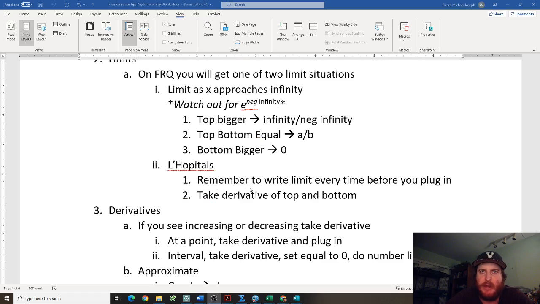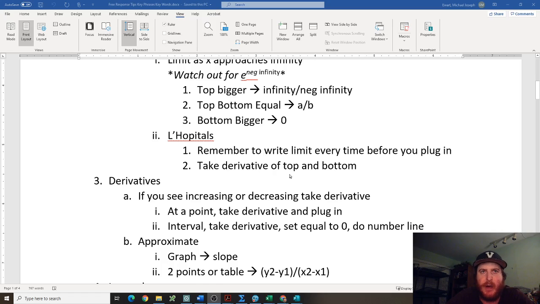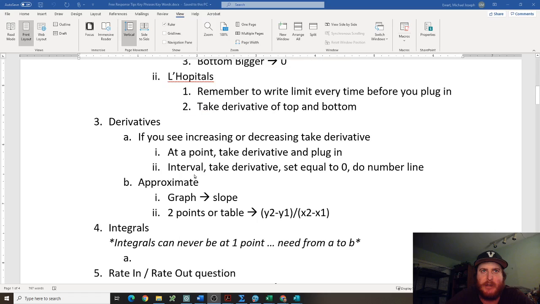But remember to write the limit each time, and we're going to take the derivative of the top and the bottom. So you do L'Hopital's if you get 0 over 0, even infinity over infinity. And we'll talk about how to write L'Hopital's on the free response.